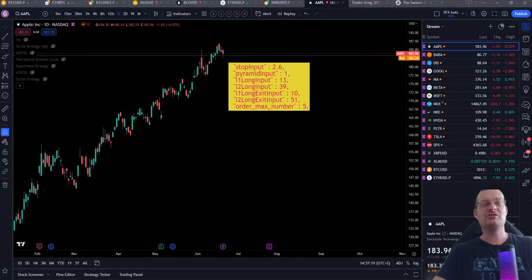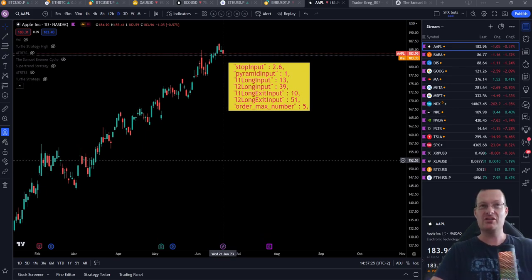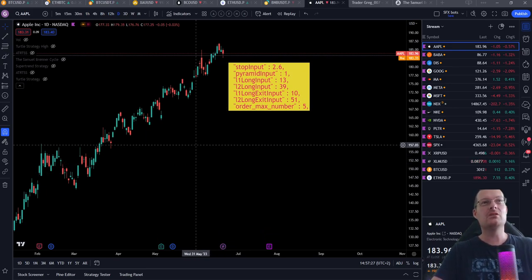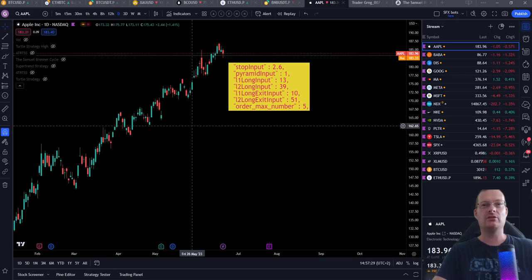Hello everybody. So as promised, here are the settings for the different algos that I use. First of all, this is not financial advice. These algos trade based on historical performance.